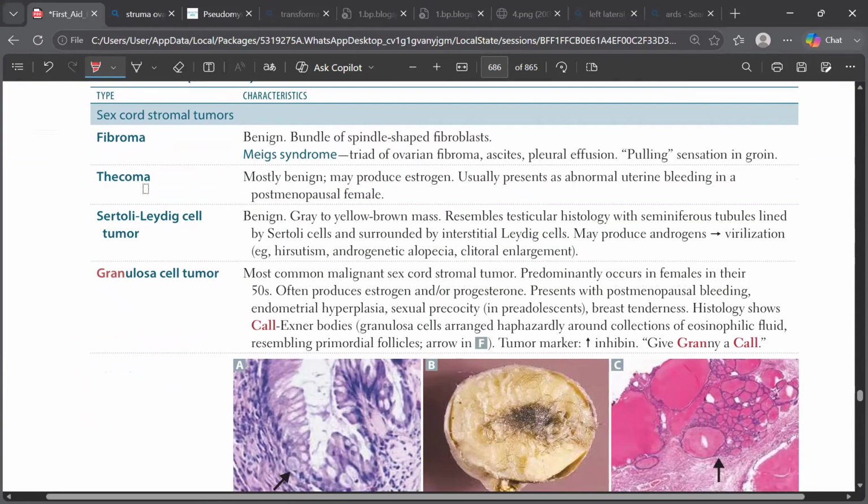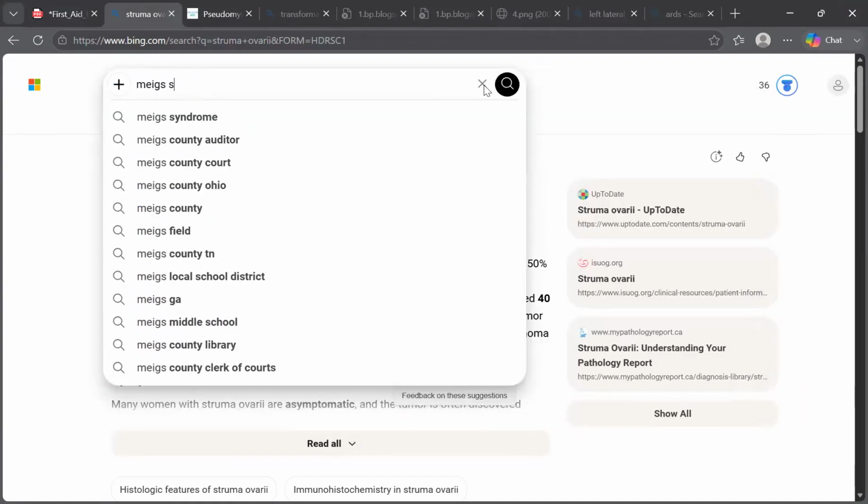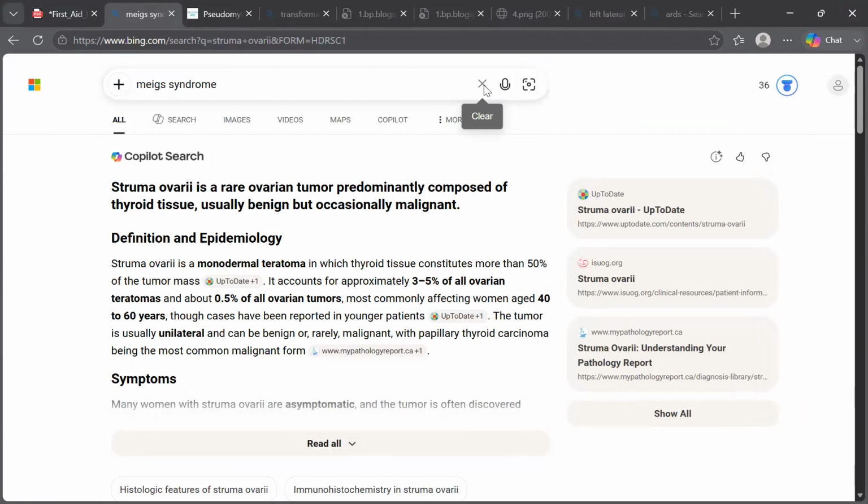Now come the sex-cord stromal tumors. The first is fibroma, which is benign, a bundle of spindle-shaped fibroblasts. Meigs syndrome, which is a very important triad, is a triad of ovarian fibroma, ascites, and pleural effusion. Pulling sensation in the groin. If the fibroma presents with ascites and pleural effusion, and there's also a pulling sensation in the groin, it is known as Meigs syndrome. I'd like to see a picture of Meigs syndrome, if there is any.